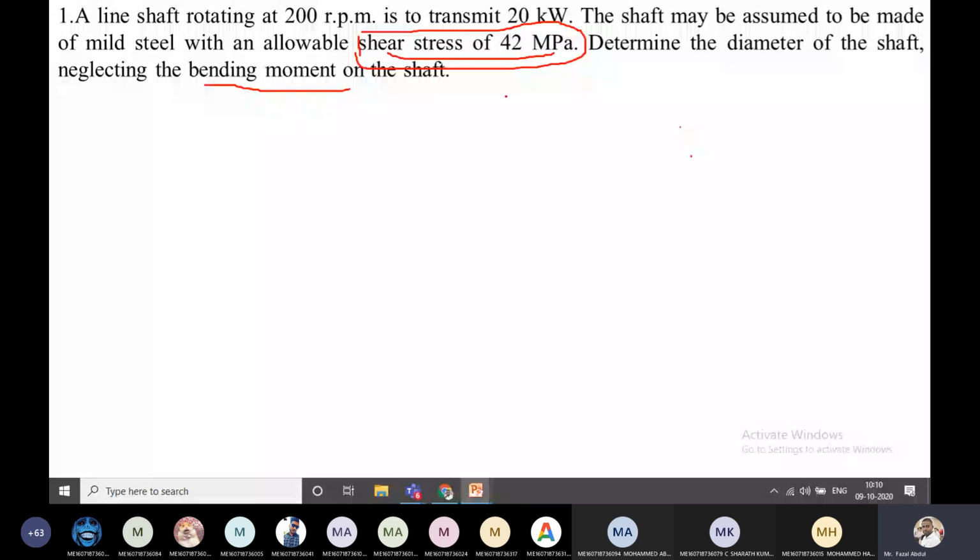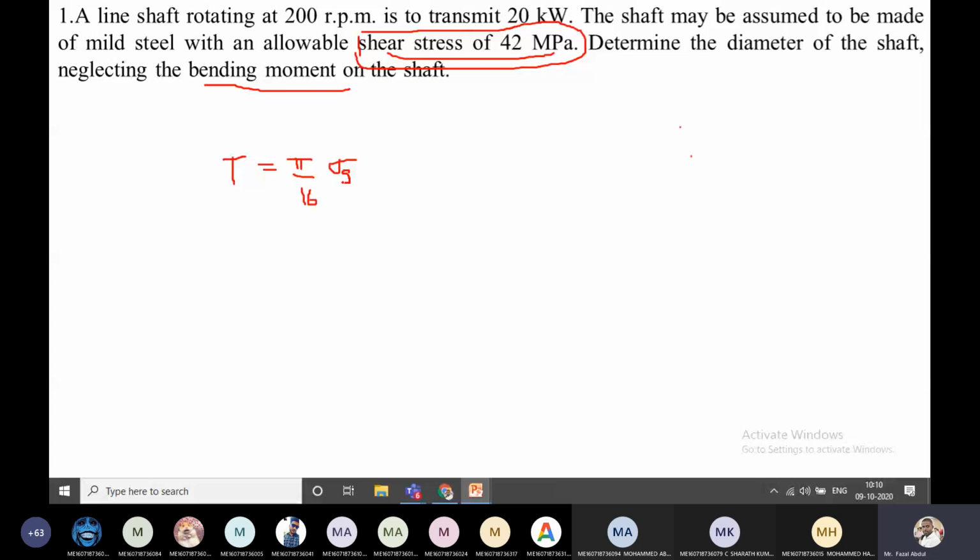One relation is the torque T equal to pi by 16 into sigma s into D cube. This is the torque transmitted by the shaft. The question is asking to calculate the diameter of the shaft. It is not mentioned whether it is hollow or solid, so for that reason I am taking it as a solid shaft.